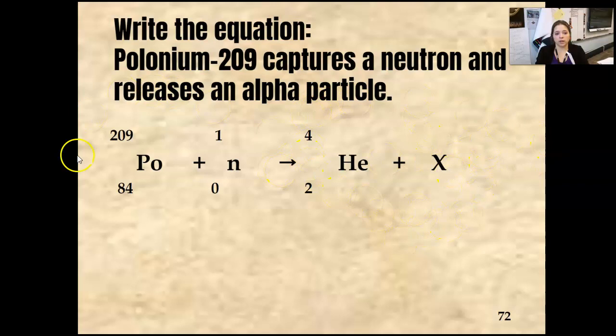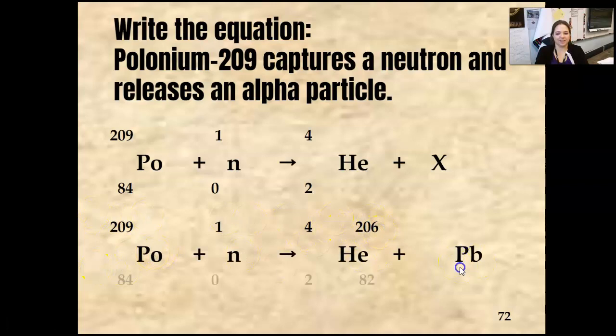So whatever's on this side has to equal this side. So 210, 6, so this has got to be 206, and then we want an 82. So right there, see, 206 and 82. 82 is lead.